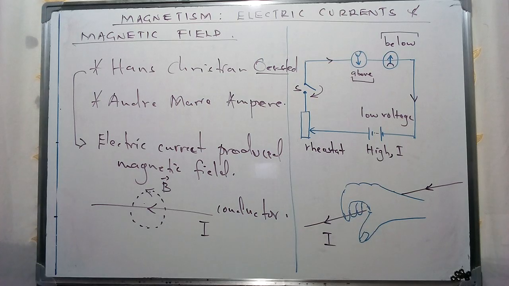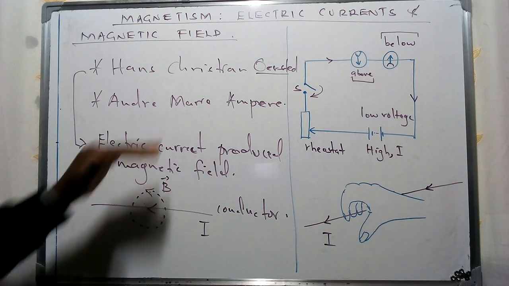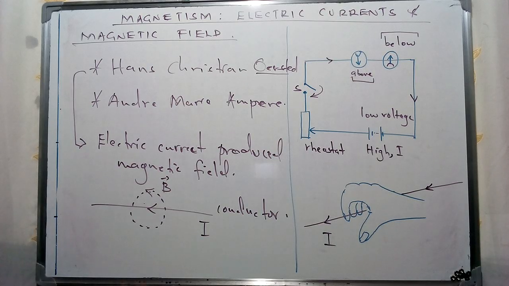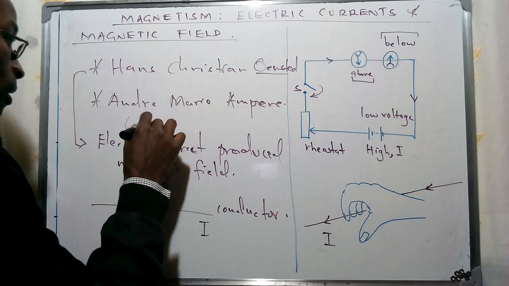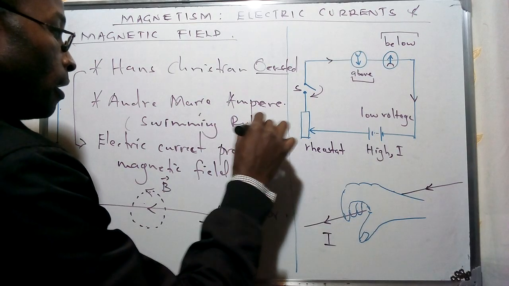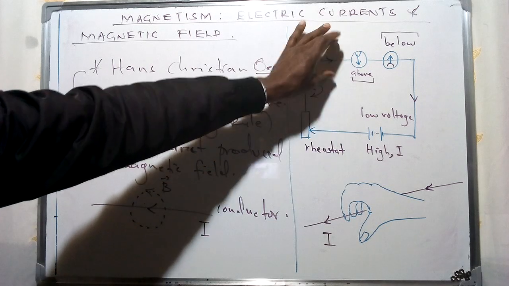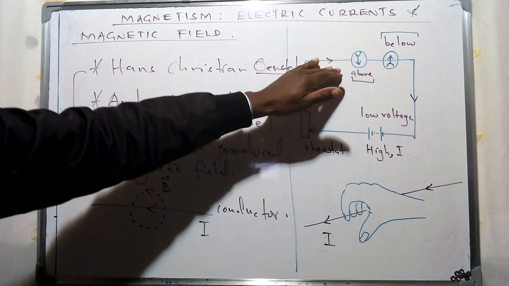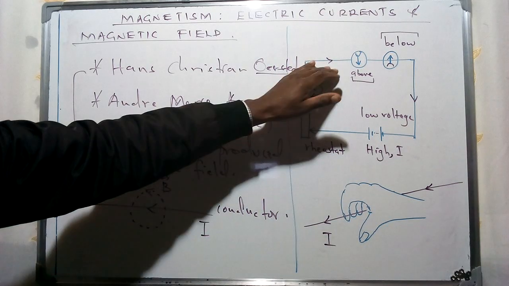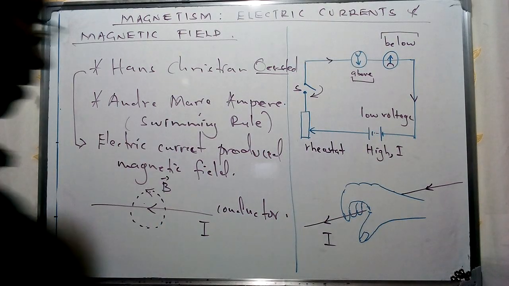Now, in this particular case, this aroused the curiosity of Andre Marie Ampere, and therefore he came up with what we refer to as Ampere's swimming rule, whereby he used the aspect of swimming in trying to define the direction of the current, or rather the direction of this magnetic field as it's going to be seen around this current carrying conductor.